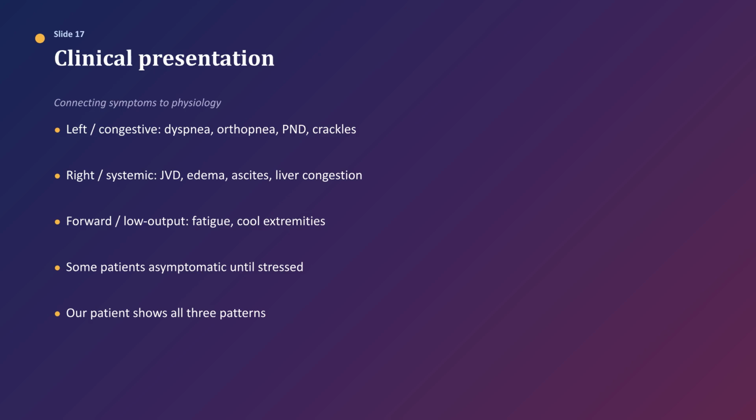Left-sided failure causes pulmonary congestion, leading to dyspnea and orthopnea. Right-sided failure leads to systemic congestion, like JVD and edema. Forward, or low-output failure, presents with fatigue. Our patient unfortunately demonstrates signs of all 3 patterns.